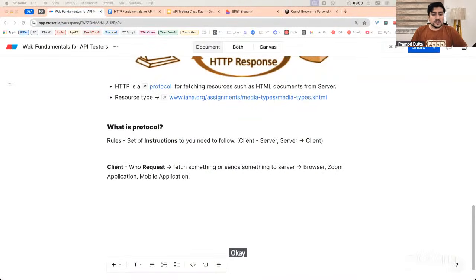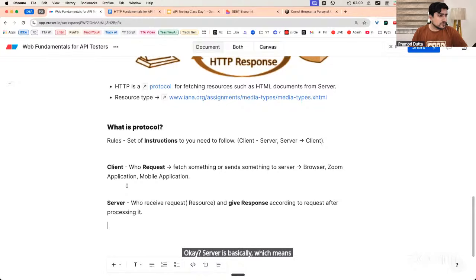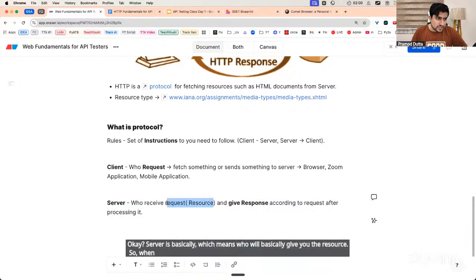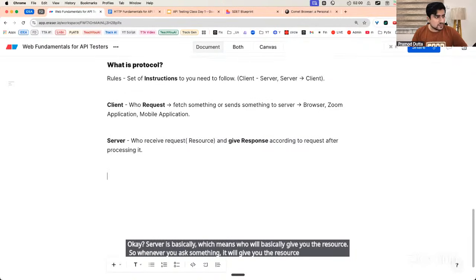Okay. A server is basically the one who will give you the resource. Whenever you ask for something, it will give you the resource based on that. It will always give you that thing.